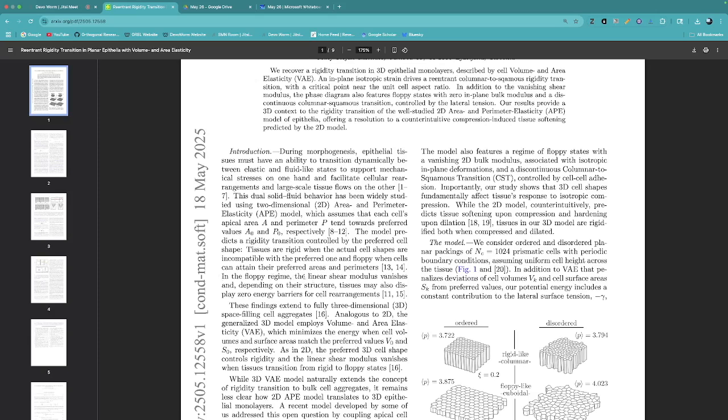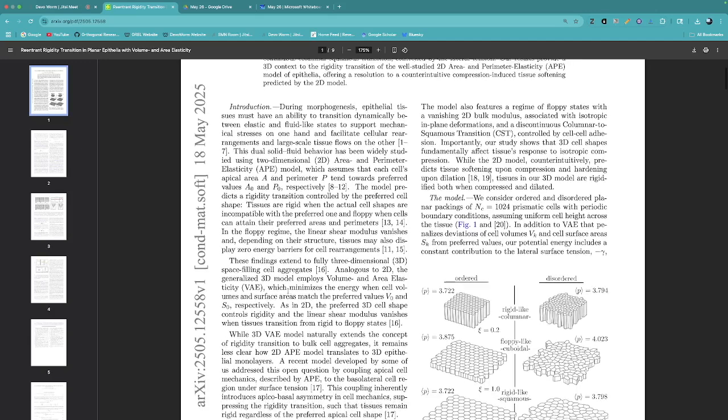In the floppy regime, the linear shear modulus vanishes, and depending on their structure, tissues may also display zero energy barriers for cell rearrangements. So this is where we're in this floppy regime where we have our preferred areas and perimeters, or preferred shape. In this regime, we have no linear shear modulus, and so the biological system can rearrange its cells very freely.